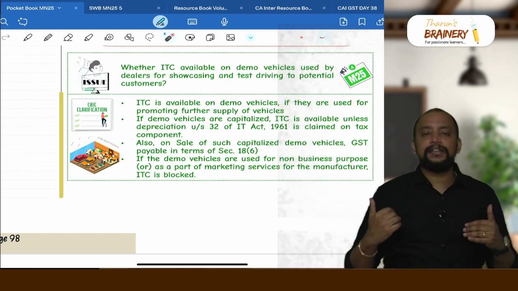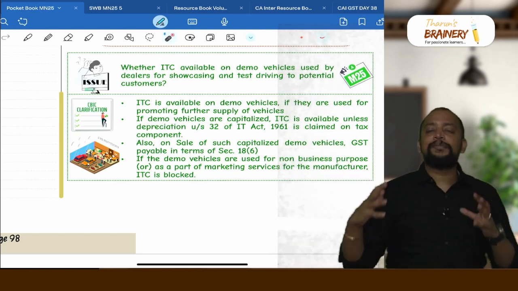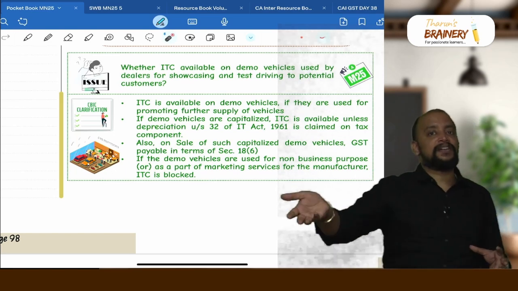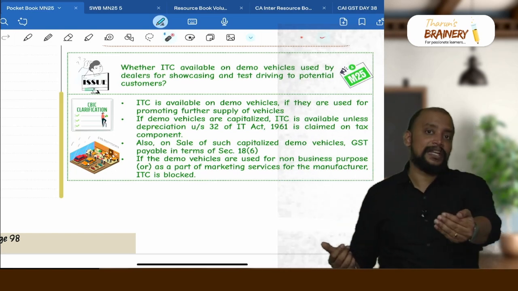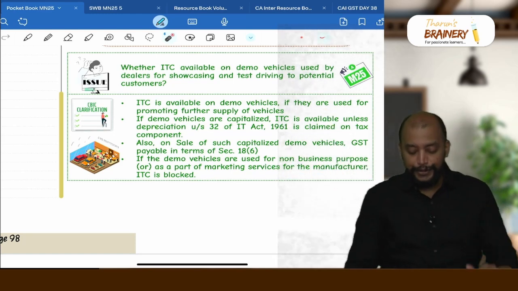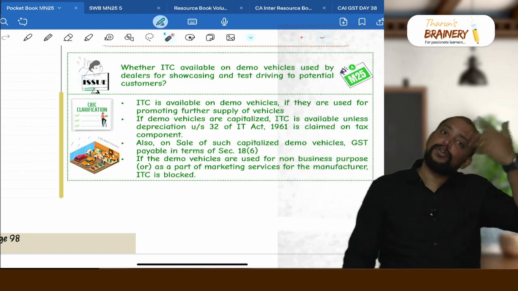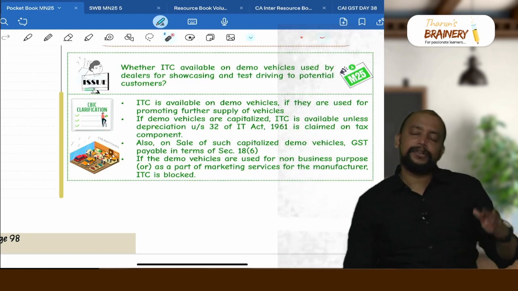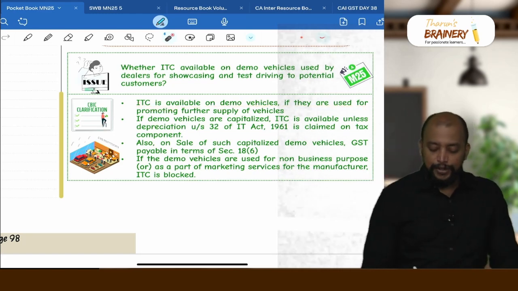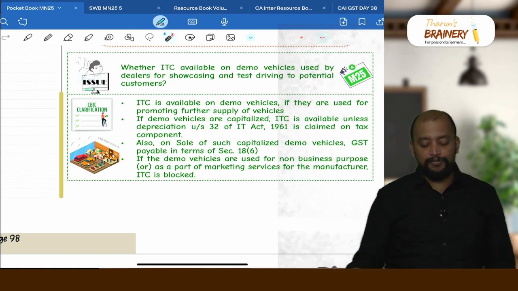But a CBIC clarification has been given that automobile dealers usually buy this and that will be supporting them in making further supply. That is, even though they are not selling it now, because of this they will be able to make sales. Due to that reason, this also will be sold in future, but not now. So definitely ITC can be availed. ITC is available on demo vehicles if they are used for promoting further supply of motor vehicles.